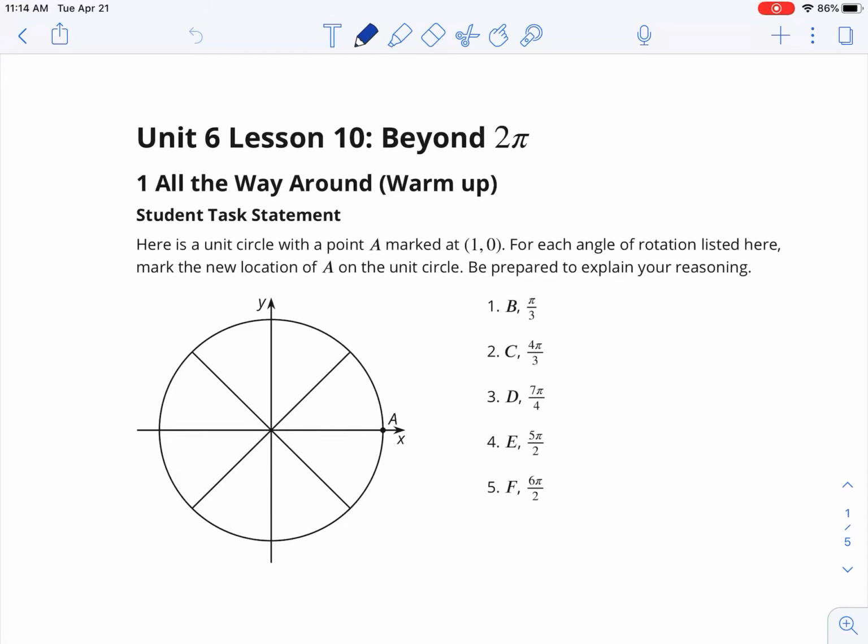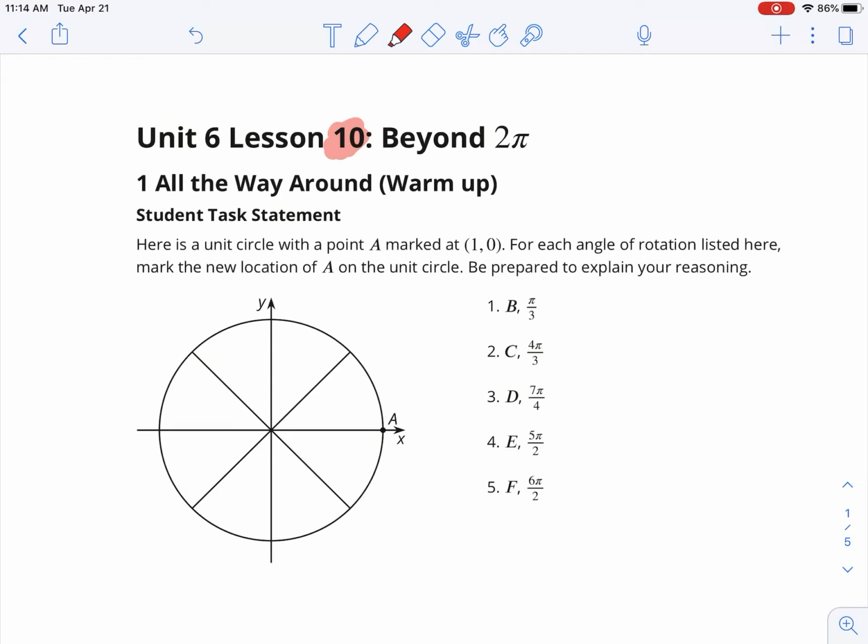Hey everybody, today we're going to be tackling lesson 10. We're getting there. We're going to try to get up to lesson 12. Honors is going to go just a little bit further. We're looking at unit 6, lesson 10. The last lesson that I just gave you guys was on graphs of sine and cosine. We've been working with the unit circle.